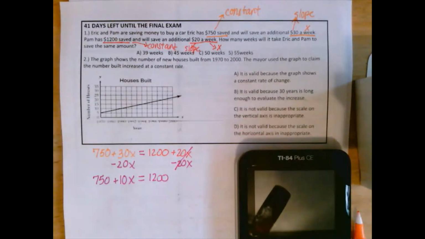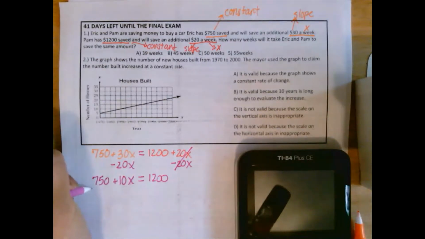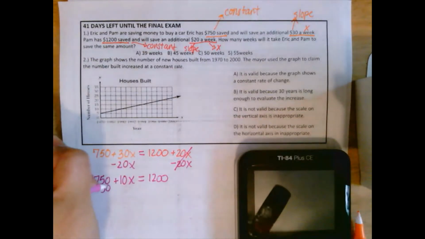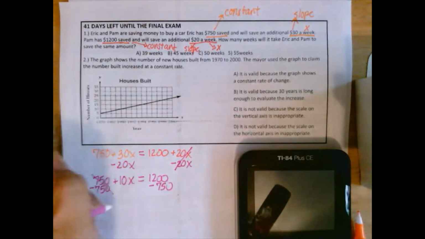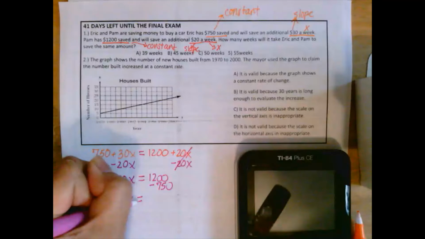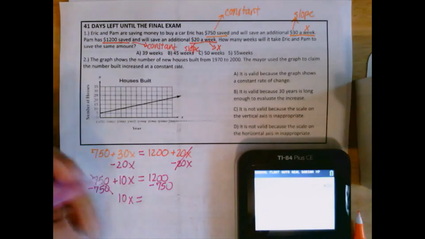So now we're down to 2 steps. You always do what's with the variable last. So to get rid of a positive 750, you would have to subtract 750 from both sides. And this cancels out, so I'm left with 10x equals. And if you always want to check your work, because that way it's accurate, 1,200 minus 750, which will give me 450.